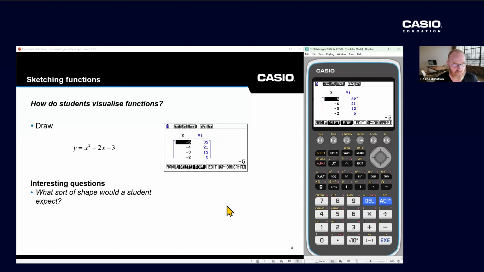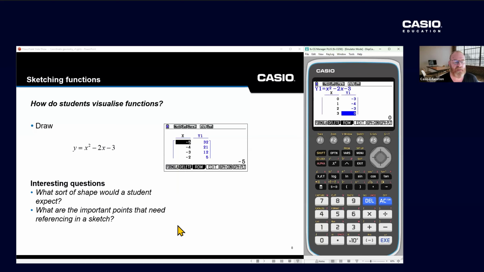But questions that you could ask are: what sort of shape would students expect? If they've not seen a quadratic before or thought about sketching it, obviously you can get into a discussion of what general shape it will have. You can scroll through the values in your table, and you notice a couple of zeros there, perhaps just because it's a nice quadratic. So you can then say, okay, what does the value of 0 mean?